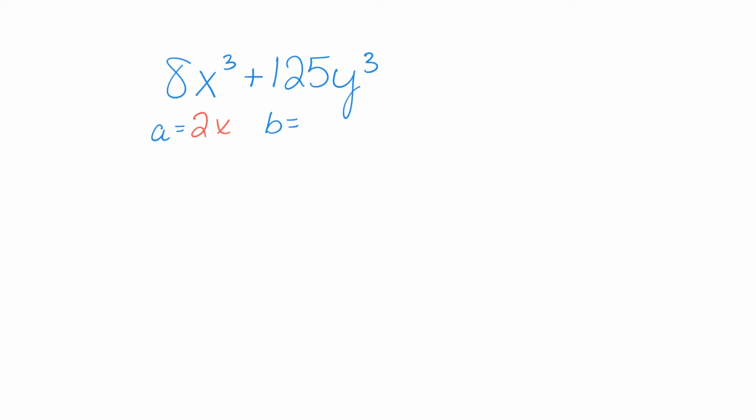How about 8x cubed plus 125y cubed. Okay, we have all perfect cubes. Find your A and find your B. Hit pause and try and factor this. Okay, ready? Your A is going to be 2x and B is 5y.